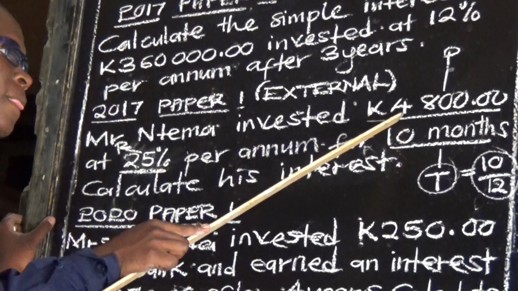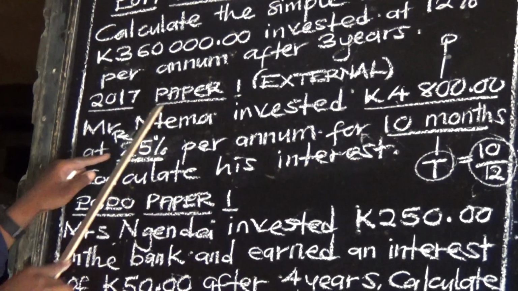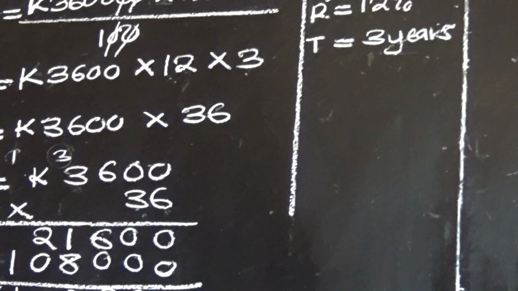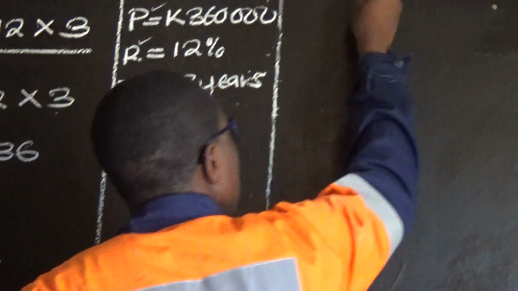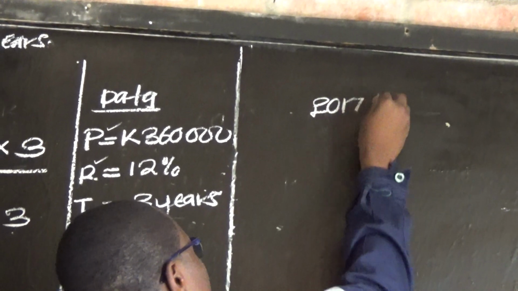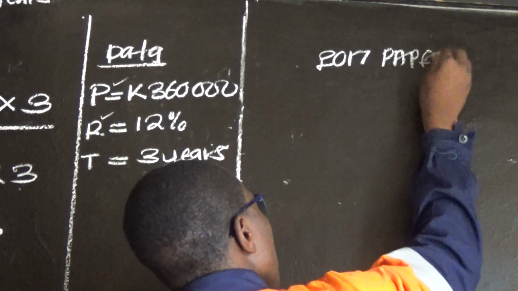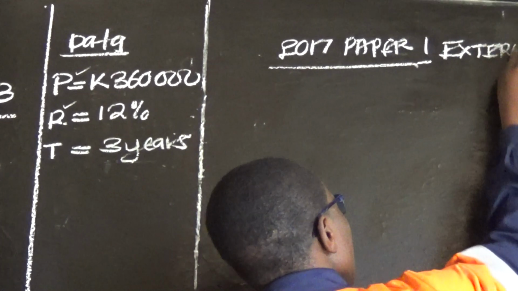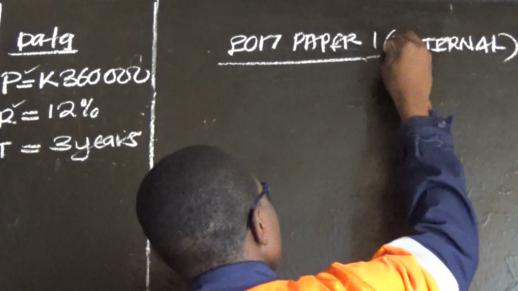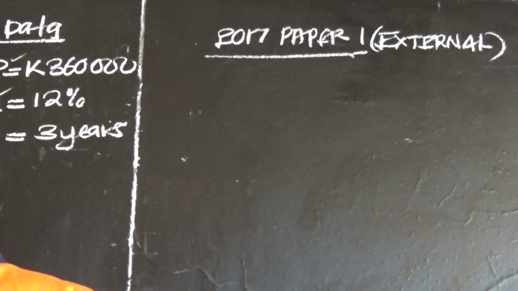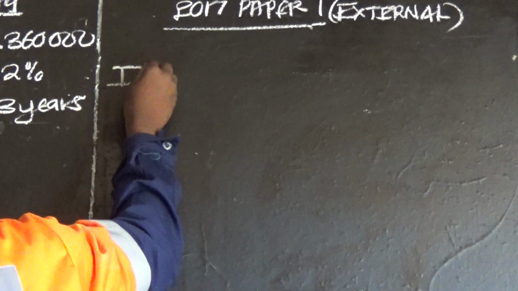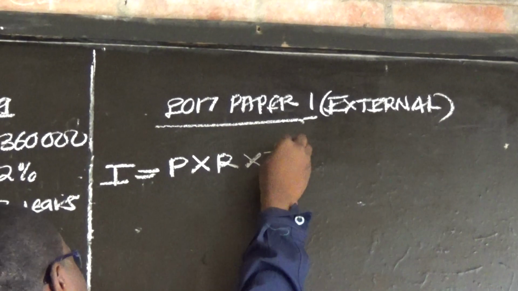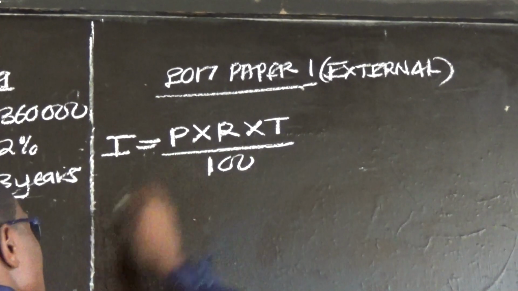So our principal is 4,800. Our rate is 25% and our time is 10 over 12. So we can now move on. So let me answer it from this side. This is 2017 paper 1. Now this one is external. Take note. This one is external. Okay? So we can move on. So we are saying interest is given by the principal multiplied by the rate multiplied by the time divided by 100. Are we together, people?